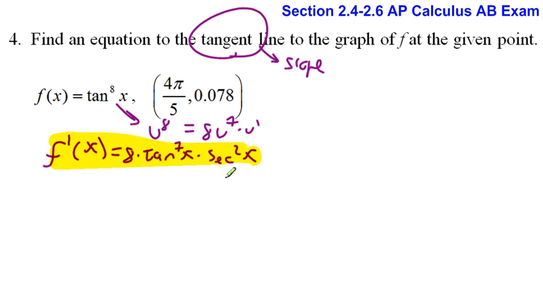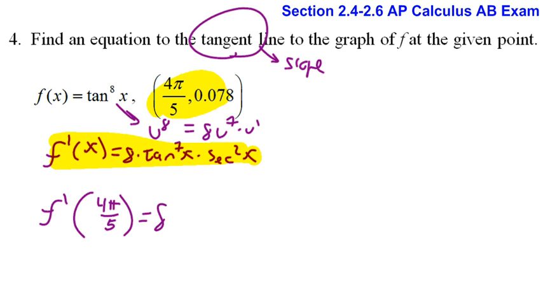But I think we need a numerical value, right? Because they want to know what's the slope at this given point right here. So it seems to me that we're going to have to plug in 4 pi over 5 into x right here. There's going to be a little bit of calculator work at least. I'm going to do f prime of 4 pi over 5. What I'm doing right now is finding the slope, so I plug in my x value to find the derivative at that point.